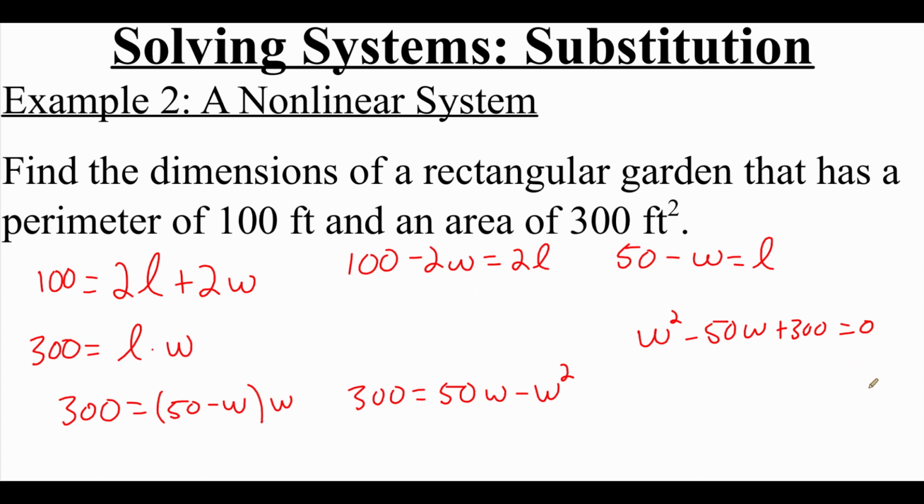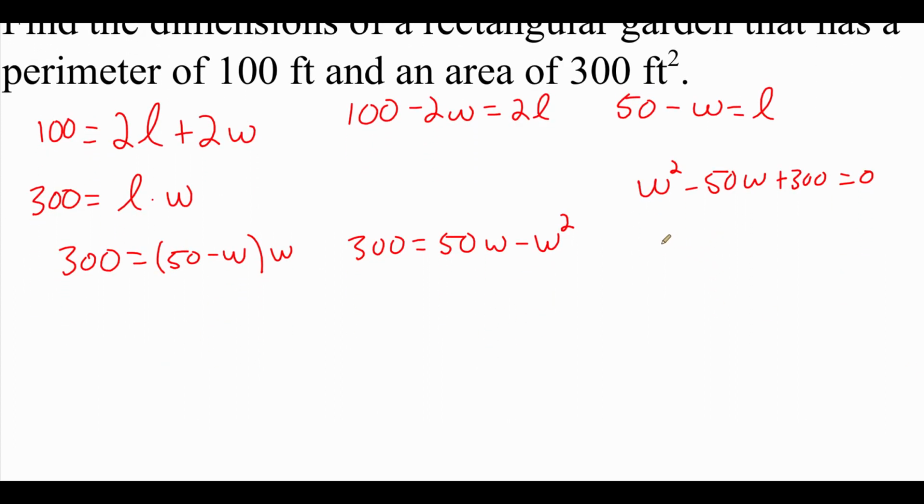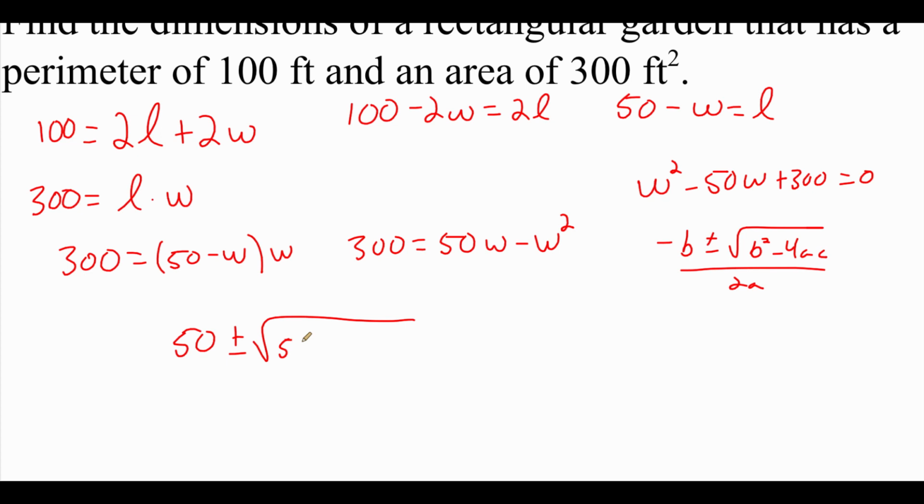Now I don't think this is going to factor out nicely, so we're going to use the quadratic formula to help us out. So remember, the quadratic formula is negative b plus or minus the square root of b squared minus 4ac, all over 2a. So the opposite of the b value is going to be 50 plus or minus the square root of 50 squared minus 4 times 1 times 300, all over 2 times 1, which is just 2.